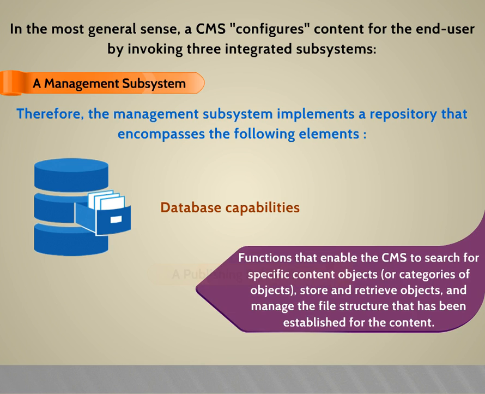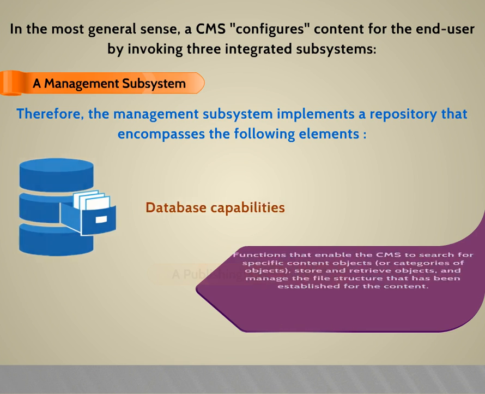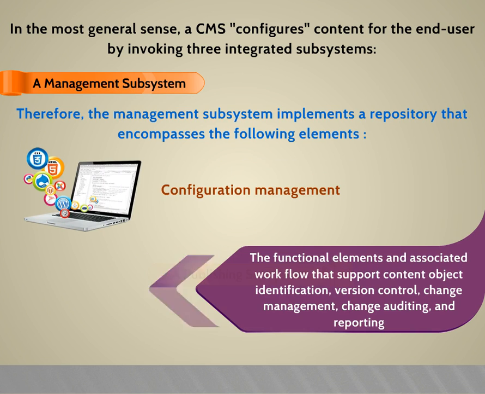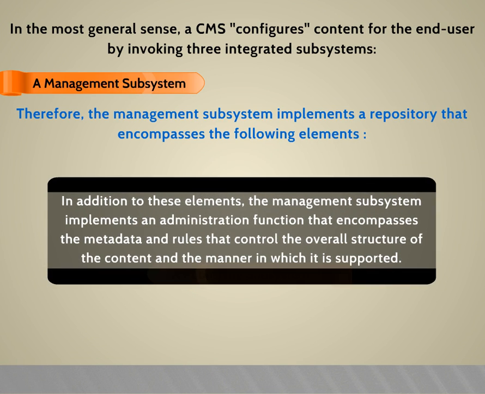database capabilities, functions that enable the CMS to search for specific content objects or categories of objects, store and retrieve objects, and manage the file structure that has been established for the content. Configuration management. The functional elements and associated workflow that support content object identification, version control, change management, change auditing, and reporting. In addition to these elements, the management subsystem implements an administration function that encompasses the metadata and rules that control the overall structure of the content and the manner in which it is supported.